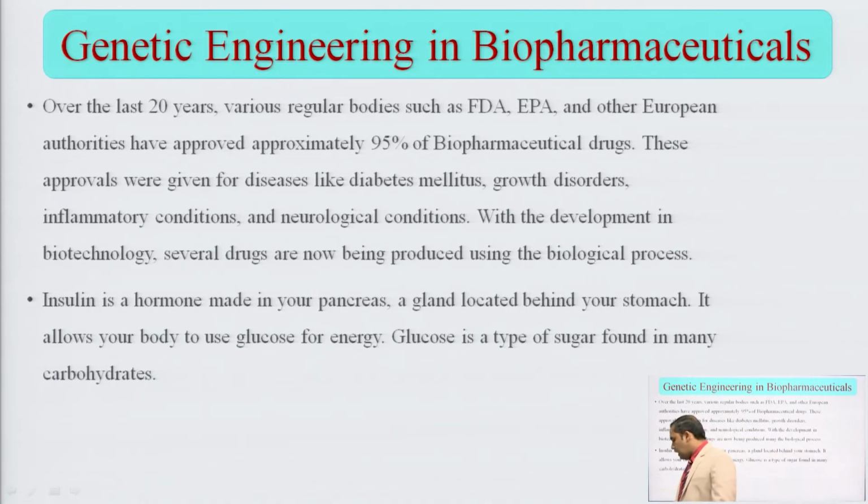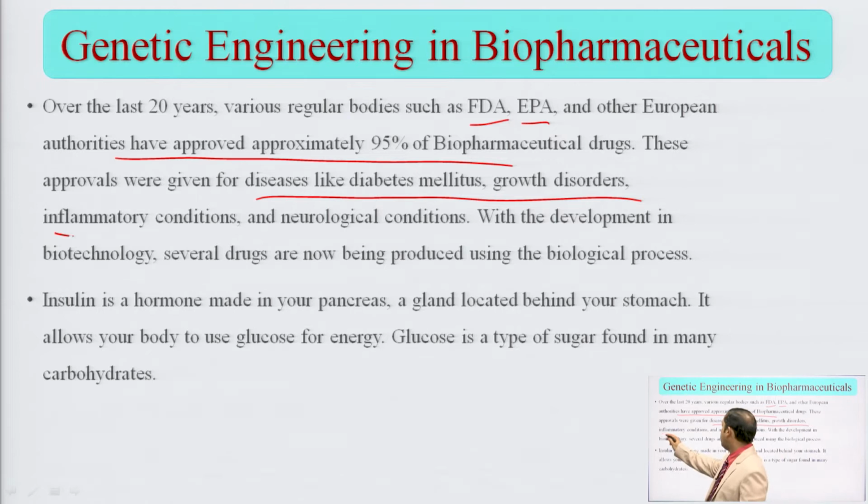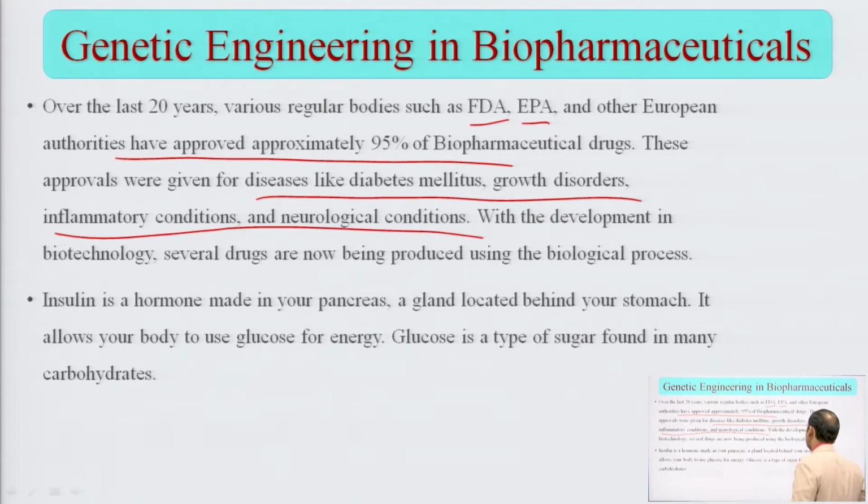Now, why am I telling you all these things? Because over the last 20 years various regulatory bodies like the FDA, the European organization and other authorities have approved approximately 95% of biopharmaceutical drugs. These approvals are given for diseases like diabetes mellitus, various growth disorders, inflammatory conditions and also neurological conditions.